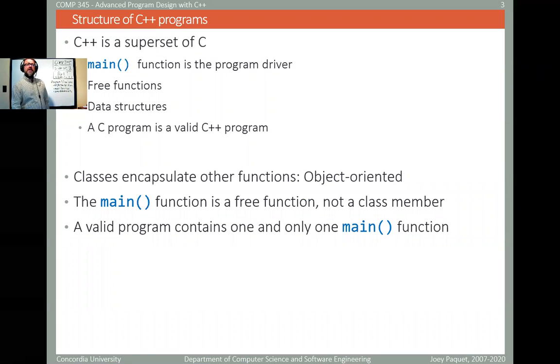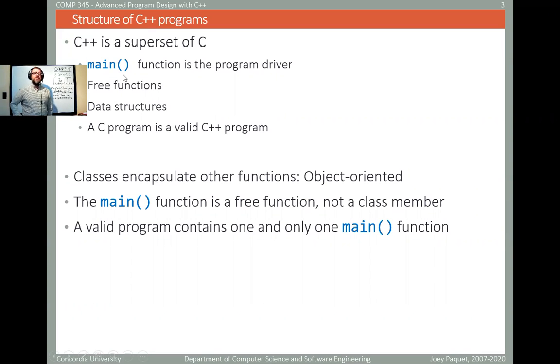So what is C++? C++ is essentially, as I mentioned before, a superset of C. What that means is that any C program is a valid C++ program. So if you have a C program, you can compile it using a C++ compiler. There are subtleties that make it not exactly the case, but that's the general concept. Like in a C program, the driver of your entire program is the main function. The main function is where it all starts.